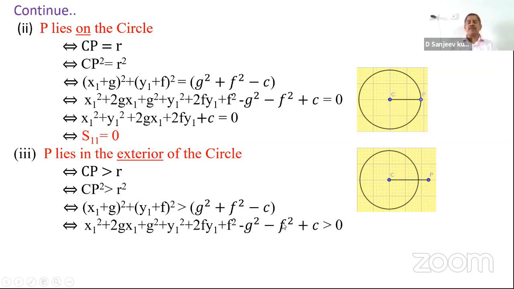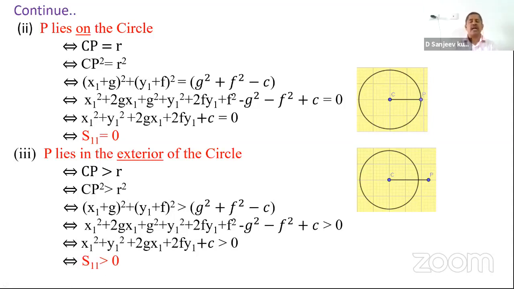So you can cancel off f square, g square. You get again the expression x1 square plus y1 square plus 2gx1 plus 2fy1 plus c. This time it is greater than 0. So this expression we have already called S11. So you can write S11 is greater than 0.